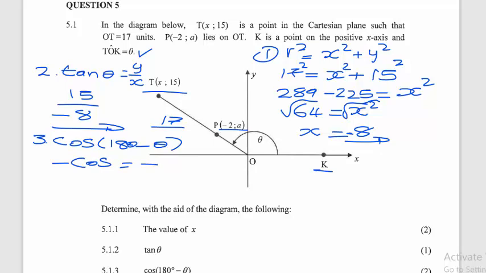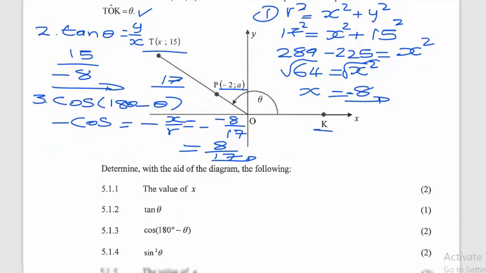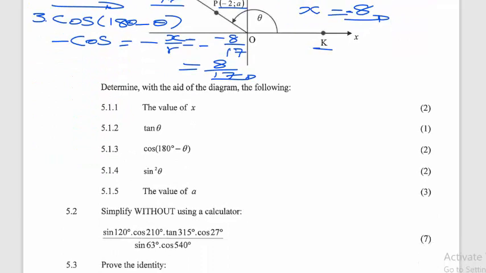which then makes it negative x over r. Right? So what is your x? Your x is negative 8, over r, which is 17. And clearly my answer will be 8 over 17. So that's my answer for this one. We move right along. We are trying to finish this section of the question paper in record time.